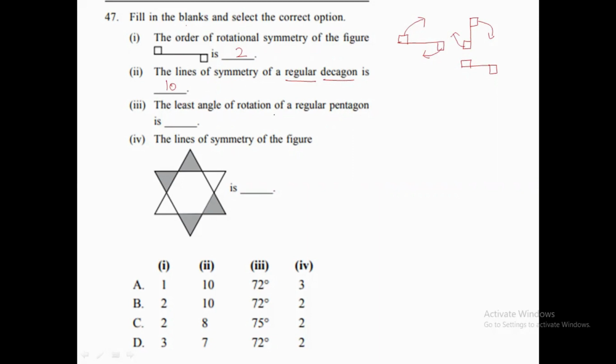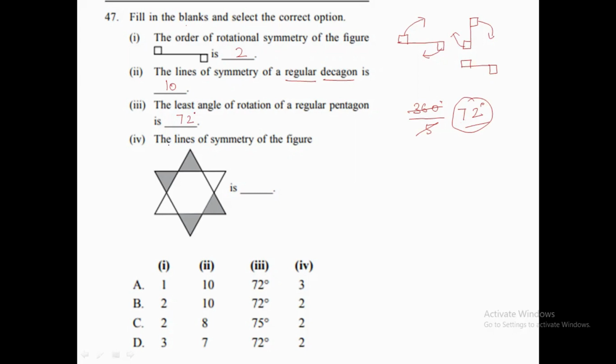Now the least angle of rotation of a regular pentagon is. It is asking for the least angle of rotation. So when we divide 360 by 5, what are we getting? 3 7s are 21, 3 2s are 6. We are getting 72 only. That is the formula you need to use here: 360 degrees divided by the number of sides. So that is 72 degrees.